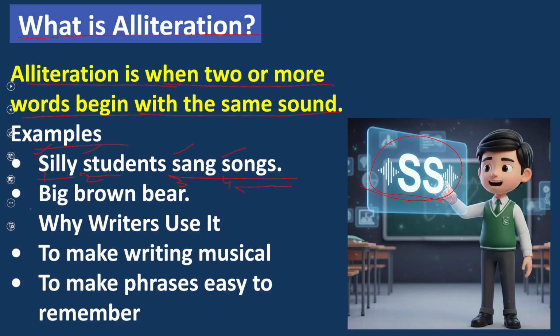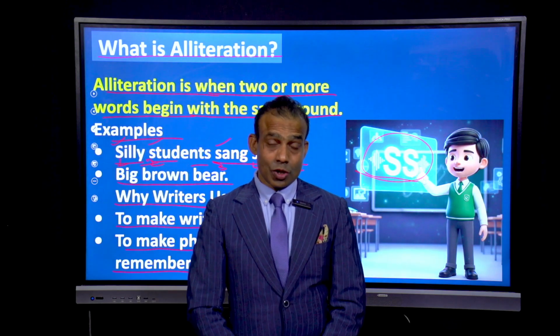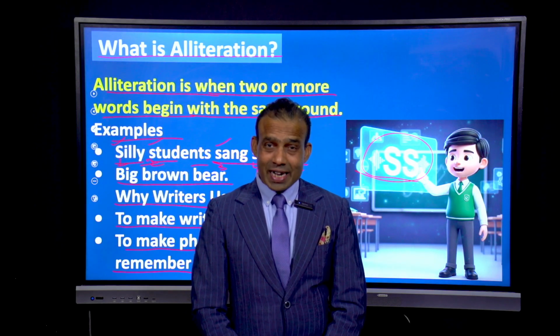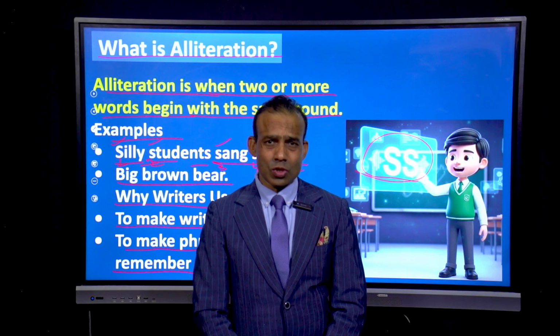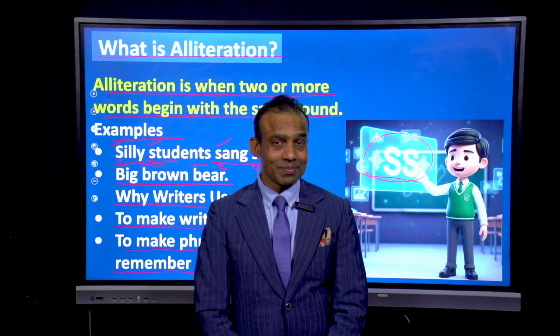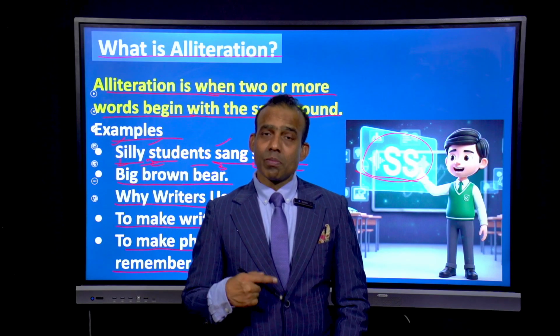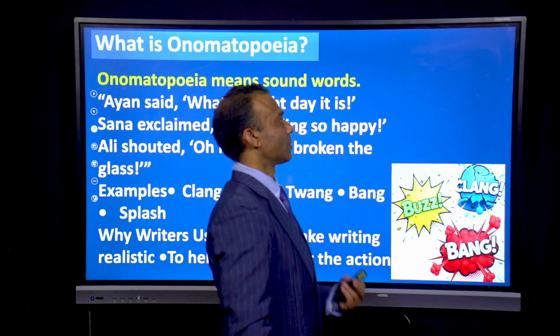Now look at this sentence: Big brown bear. This is alliteration. Why do writers use it? To make writing musical and to make phrases easy to remember. So, dear learners, I hope you can now clearly identify what alliteration is and use alliterated words according to your own will in your own writing. This is the concept. Now, move to the next slide.